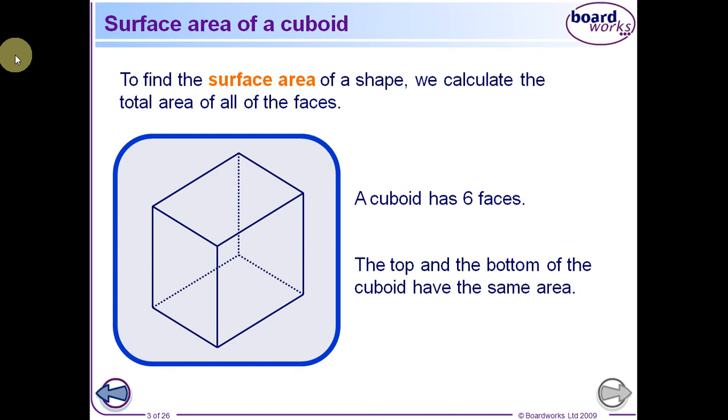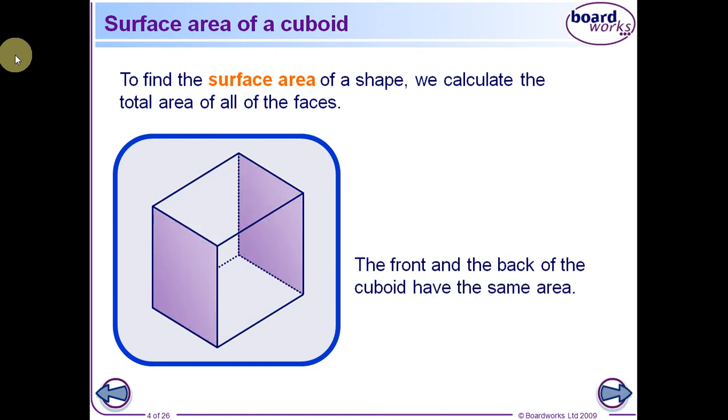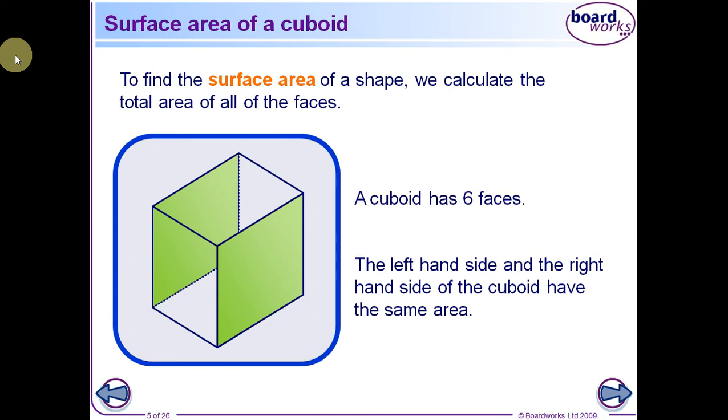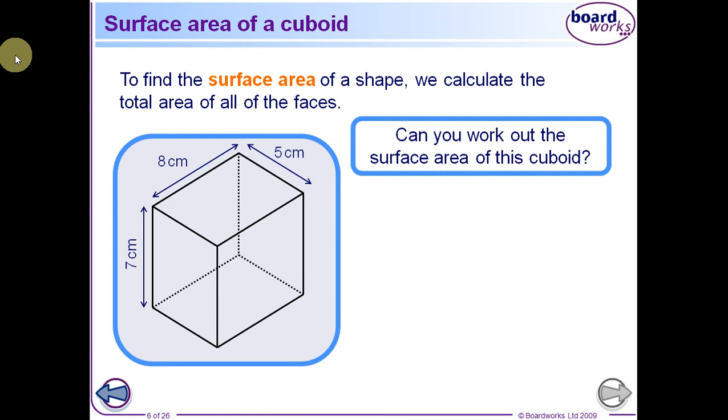Okay, so the top and the bottom of the cuboid have the same area. So as you can see, the top and the bottom have the same area. Okay, and also the front and the back have the same area. And the left hand side and the right hand side of the cuboid also have the same area. So a cuboid has 6 faces. So now for example, if you take a look at this, to find the total surface area of this, we want to calculate the total area of all the faces. So let's just get started. Let's take a look at this.